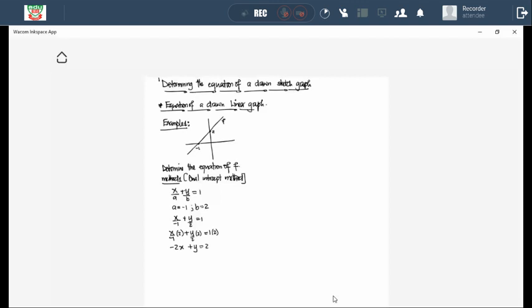Now make y the subject of the formula. How do I do that? Transpose -2x, it becomes y equal to 2x plus 2, right? That will be the equation of the drawn linear function. Okay, right. Now, looking at this, this is the first method that we have.